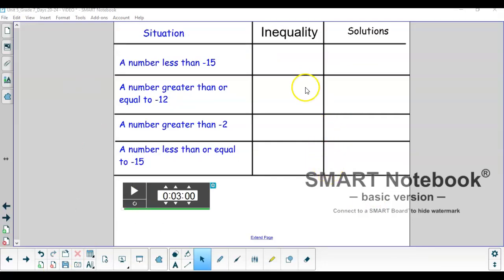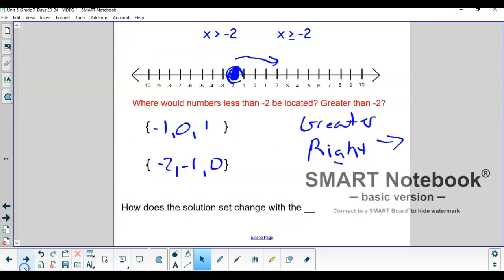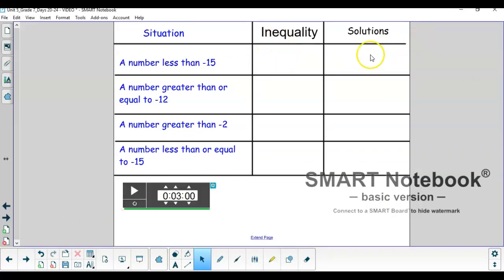Okay, when you get to this slide, what we're going to do is have you try some of these on your own. I give you a situation on the left-hand side. You're going to write the inequality: x is less than, x is greater than, x is less than or equal to, x is greater than or equal to, and then a solution set would be 3 numbers that make that true. Just like I did on the examples back here, you're going to do the same thing. You just don't have to come up with a real-world scenario. I gave you the inequality in words, and you're going to write the inequality and tell me a solution set.